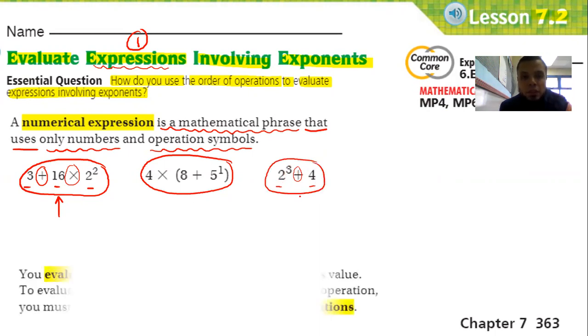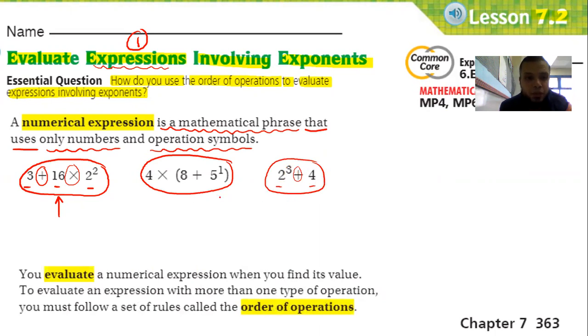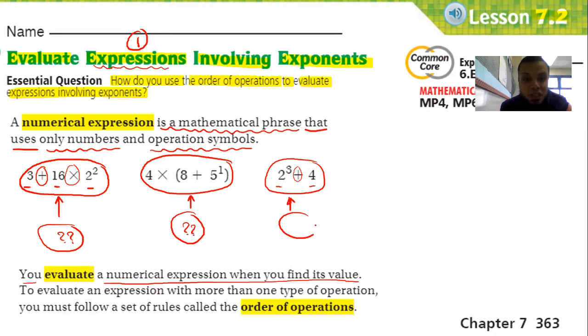To evaluate these numerical expressions, you need to find the value. Focus please on this. You evaluate a numerical expression when you find its value. So you evaluate this expression when you find the final answer, the final result of each.